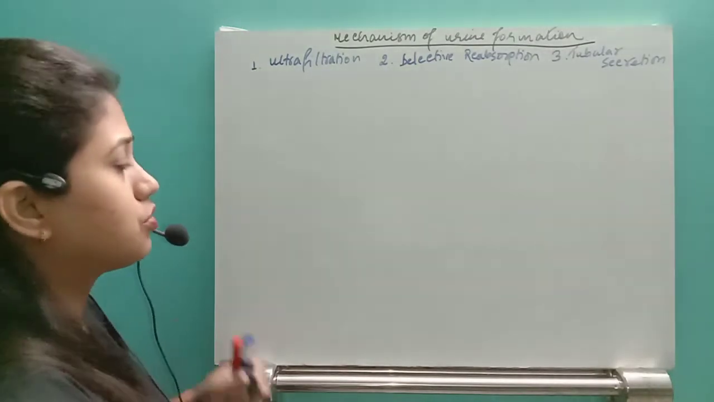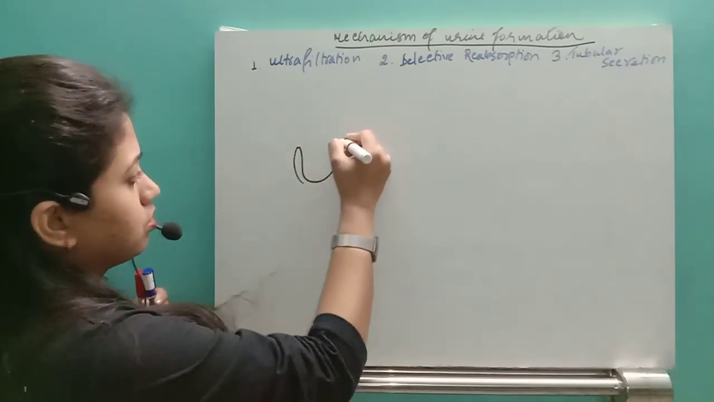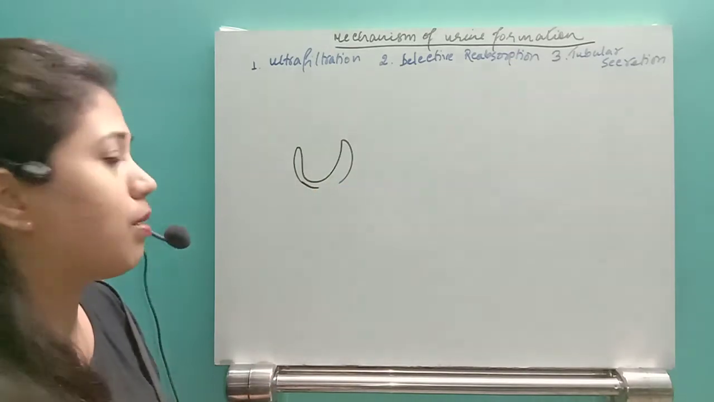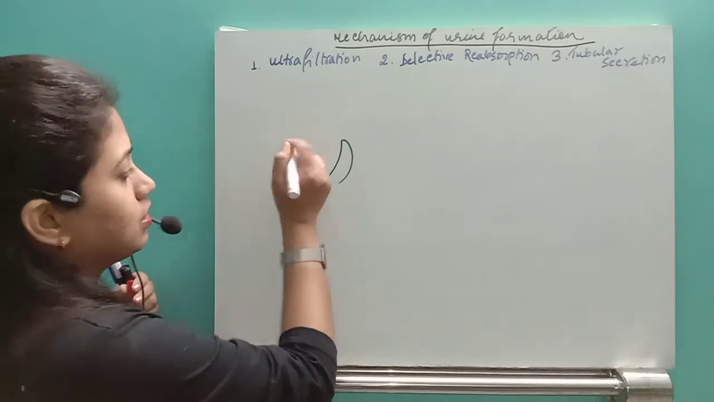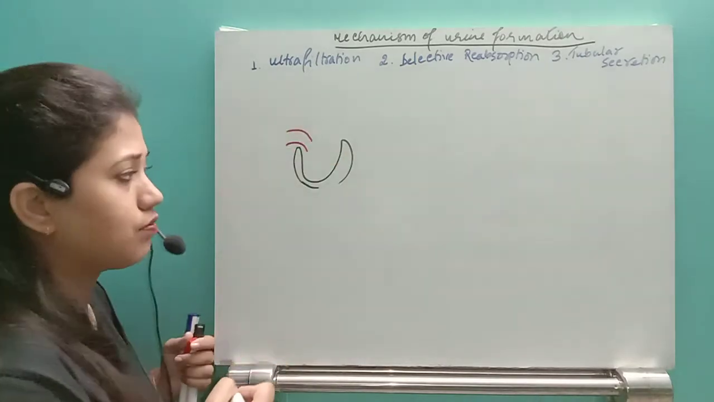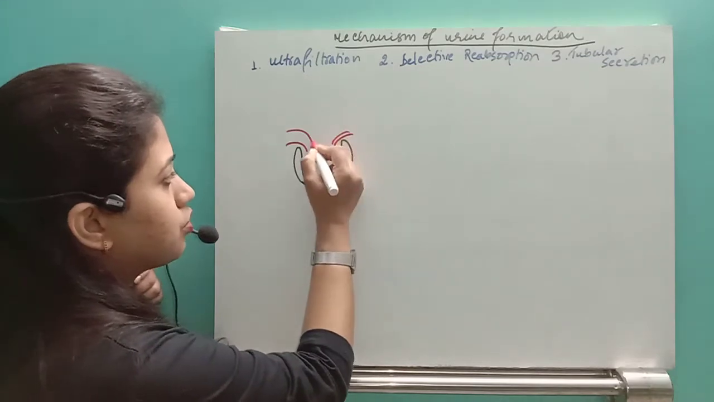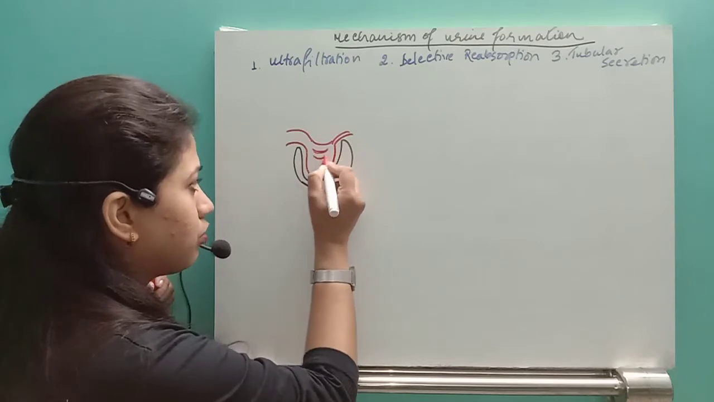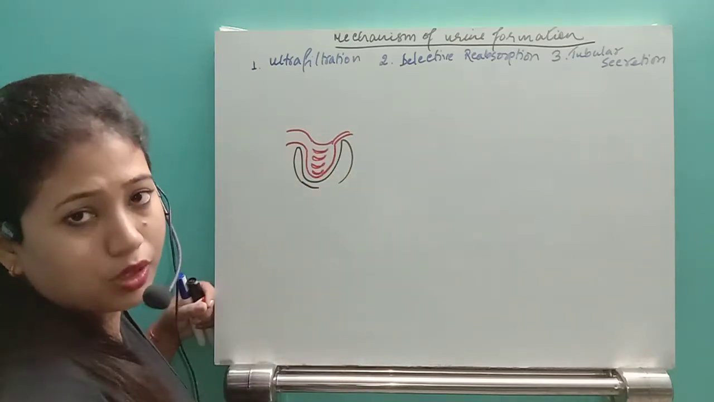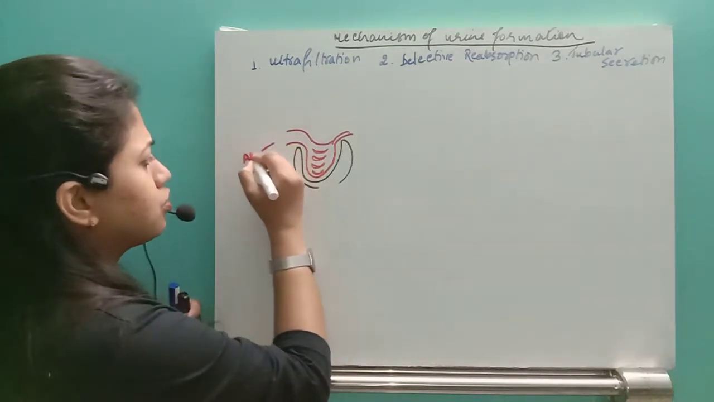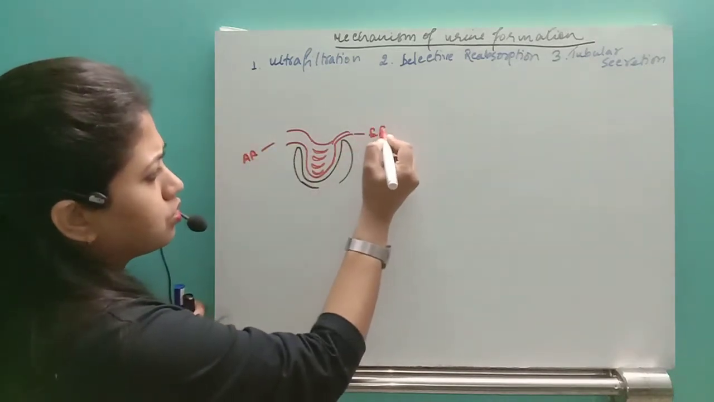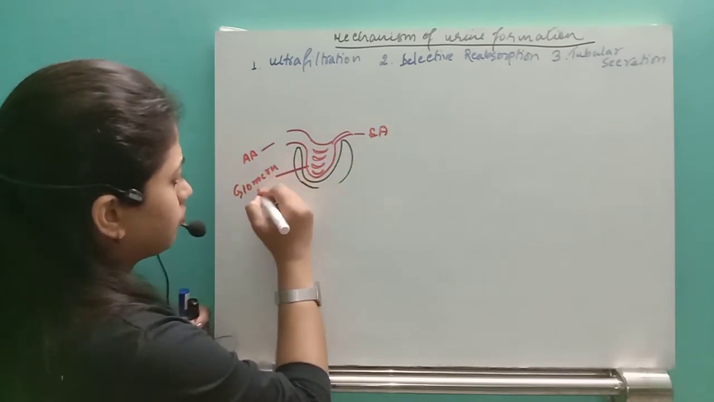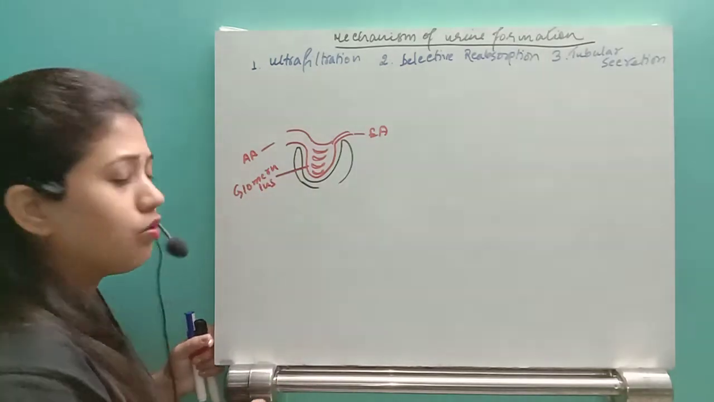So what happens, first of all, this is the structure. This is, suppose, the Bowman's capsule. Towards the Bowman's capsule, the blood vessel, that is the afferent arteriole, enters, and it is going to have more diameter. And here, this is the efferent arteriole, it is going to have less diameter, right? So in this part, this is the glomerulus, right? This is the afferent arteriole, I will not give you in detail, this is the efferent arteriole, and this is the glomerulus, right?